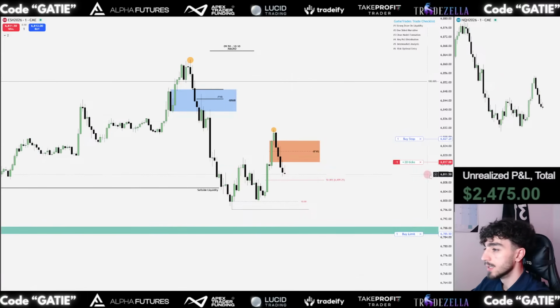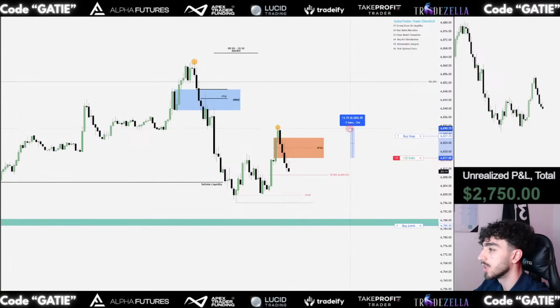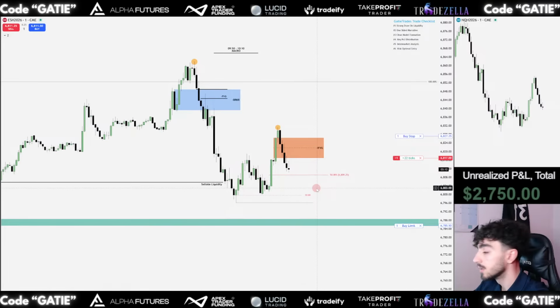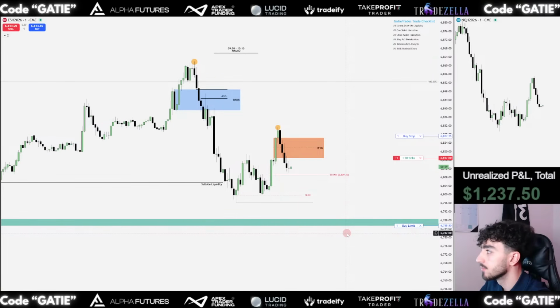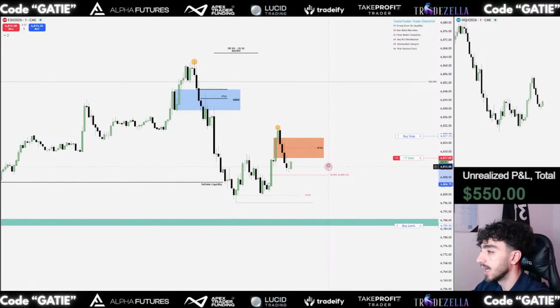So I was able to reduce slightly. I think the original stop was 15 points. We're currently at 10.5. I'm looking for 8,550. We still haven't reached 50% of this gap.